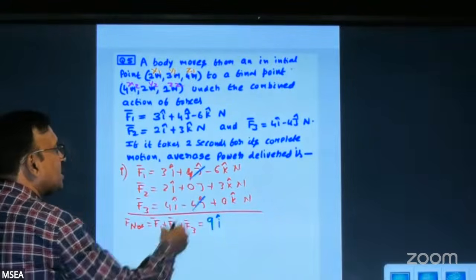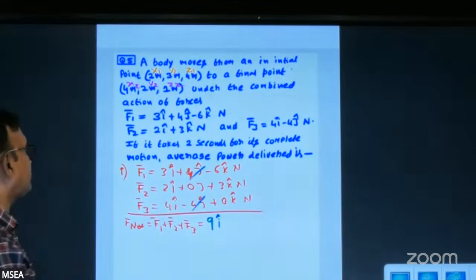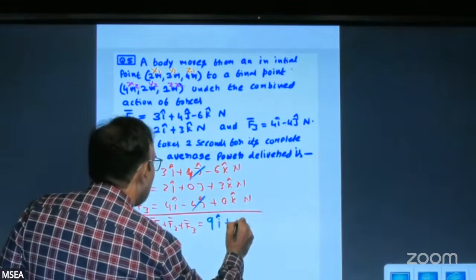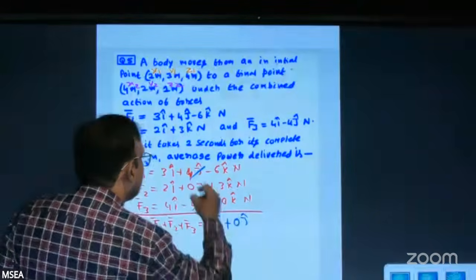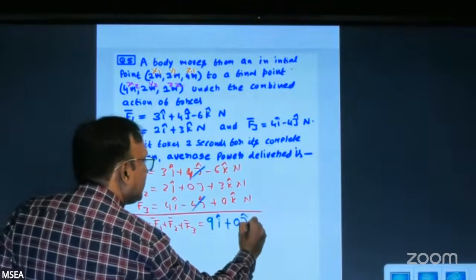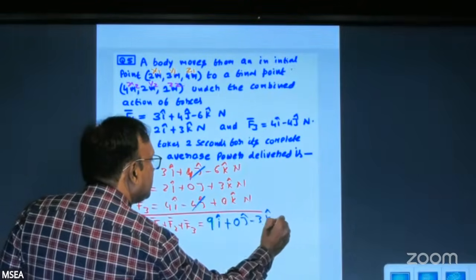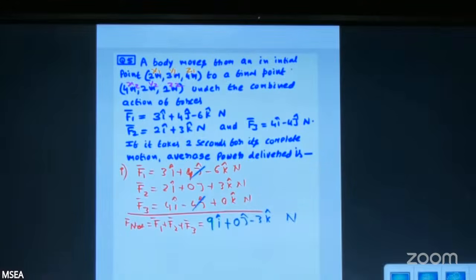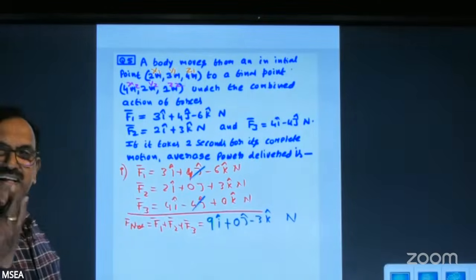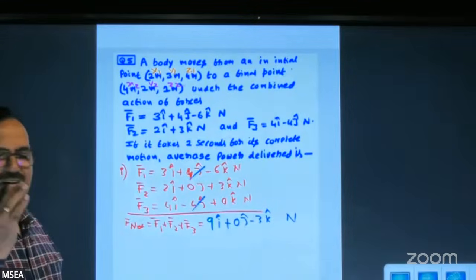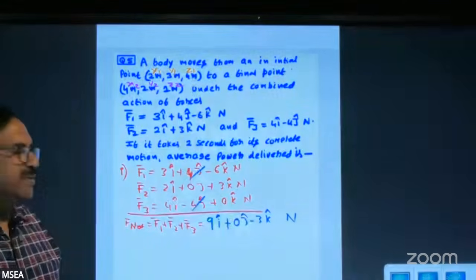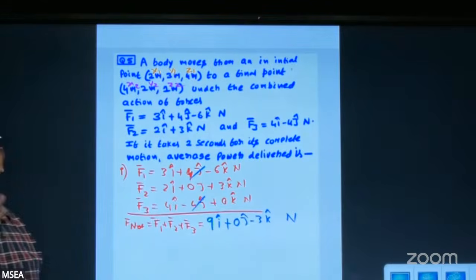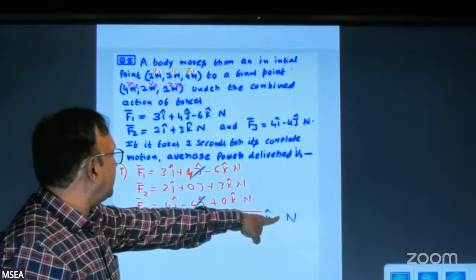Plus 4j minus 4j get cancelled. Even though it gets cancelled, I'm writing a 0j, okay? Then minus 6k plus 3k. So this comes out to be minus 3k Newton. This is the net force acting on the body. That's step number one. Of course, this question does have nearly 3 to 4 steps, but definitely we should not call it a tough question. Maybe involving 4 steps, but highly moderate. So the net force is this much.